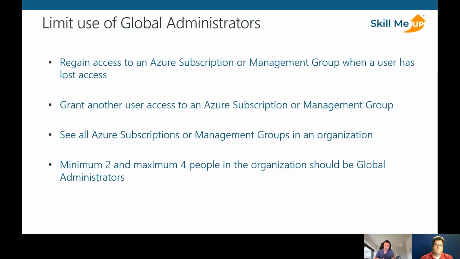And that's why it's always the best practice. You should minimize the number of global administrators to 2, maximum 4 people in your organization. So that's the first one. So you can go to the next slide, Dwayne, if you want.